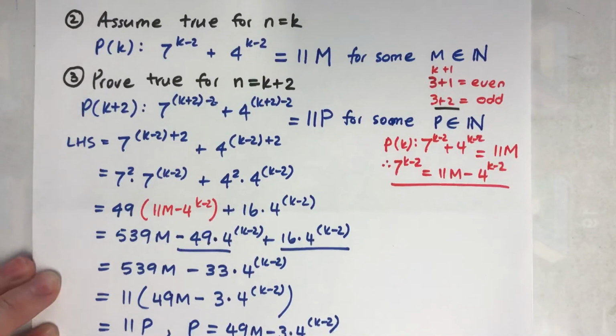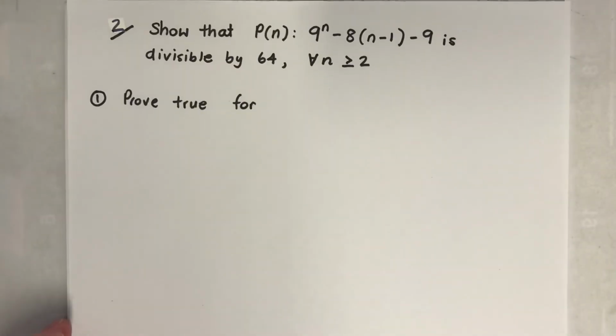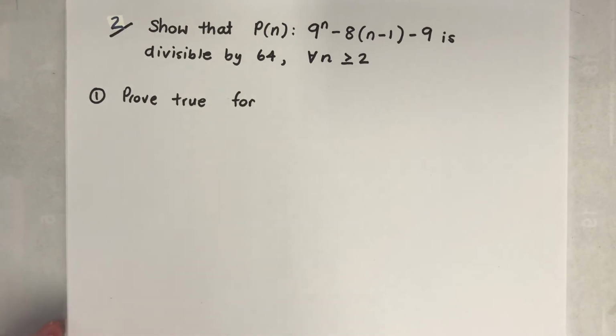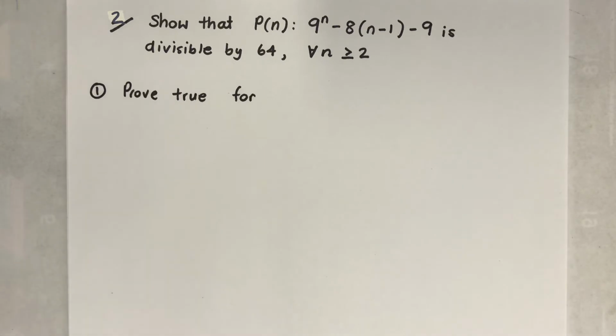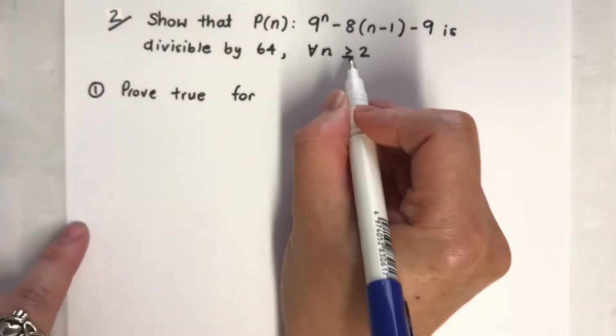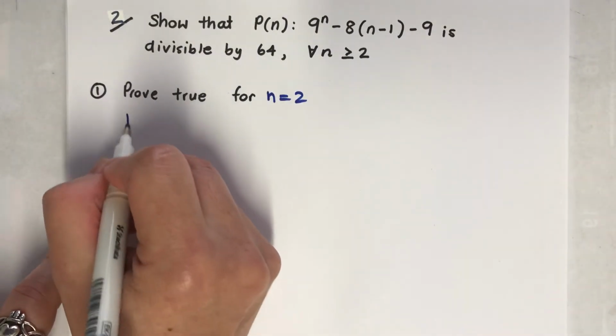Okay, so next proof I'm going to do, the second one, is this. Show that P of n is 9 to the power of n minus 8(n minus 1) minus 9, which is divisible by 64, for all integers bigger than or equal to 2. So our first step, prove true for, again, n starts with 2, isn't it? So make sure we do that.